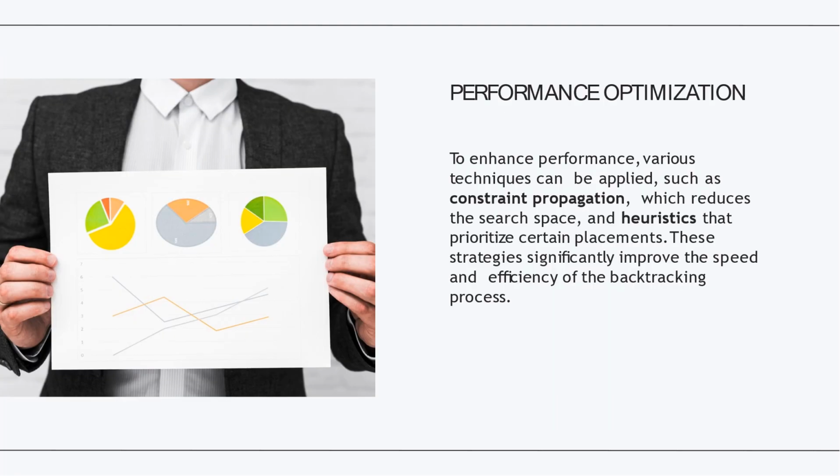To enhance the performance of the backtracking algorithm, we can apply several optimization techniques. Constraint propagation: reduce the search space by eliminating impossible number placements earlier in the process. Heuristic: prioritize certain moves, such as filling cells with fewer possible candidates first. This reduces the number of backtracking steps needed. These strategies make solving even difficult puzzles faster and more efficient.